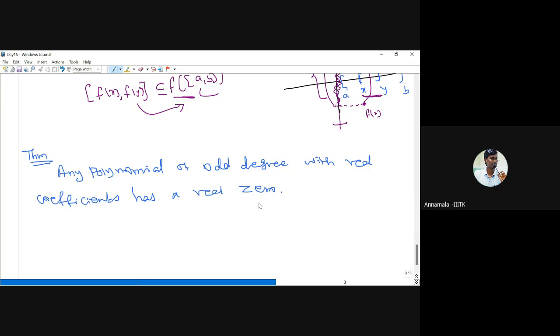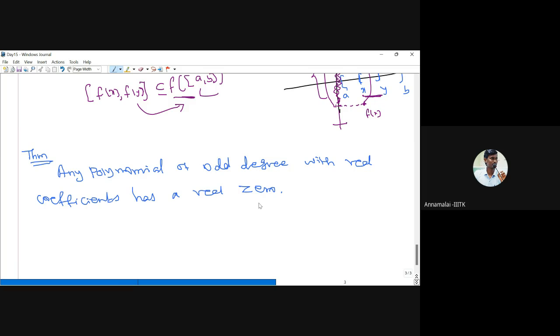Either we can use this theorem, the intermediate value theorem. That means you have to find two points where the values are positive and negative, opposite signs. Then we have a root in between these two. That is the application of this one.